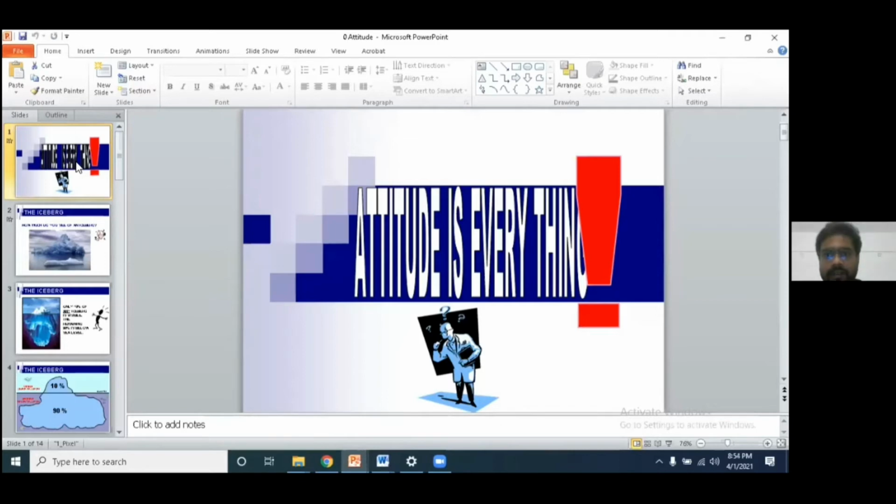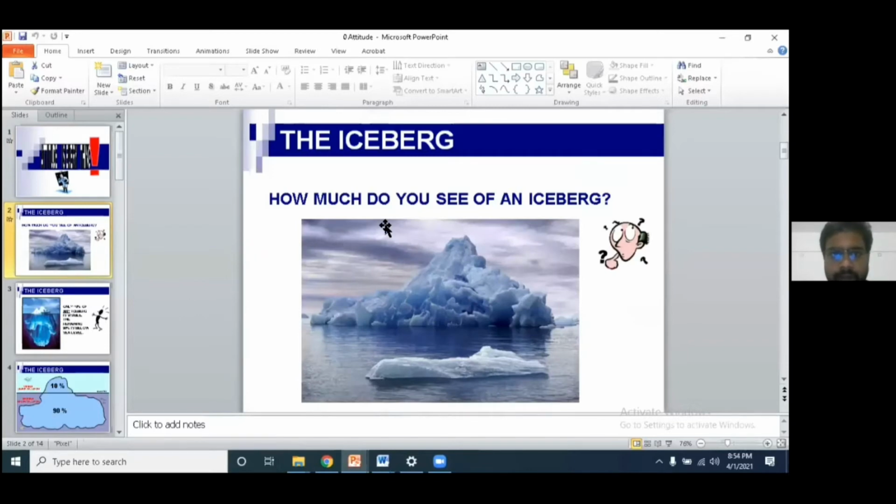First slide shows that attitude is everything. Attitude is everything. What you will see here: how much do you see of an iceberg? If you saw that there is an iceberg, what is the portion or percentage you see in an iceberg? It's a question to everybody. Please write it down in the chat box.